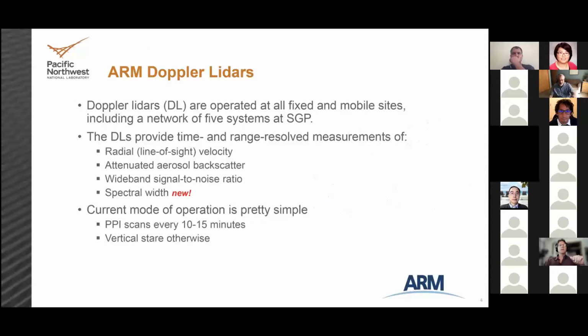And then quickly on the Doppler LiDARs, for those not familiar with them, we have Doppler LiDARs operating at all of the fixed sites and all of the mobile sites. This includes a network of 5 systems at SGP. These systems provide radial velocity measurements, as well as attenuated backscatter, signal to noise, and a new measurement that just became available with the newer systems, spectral width.